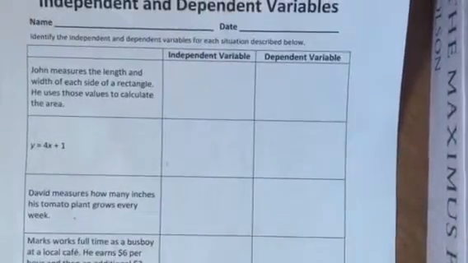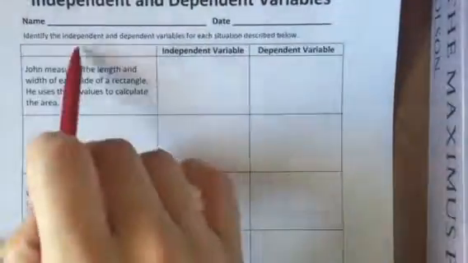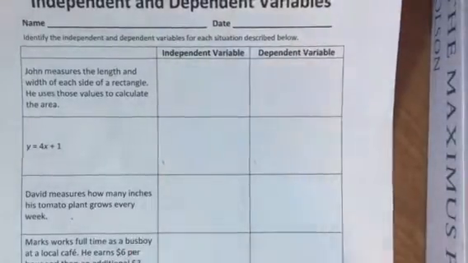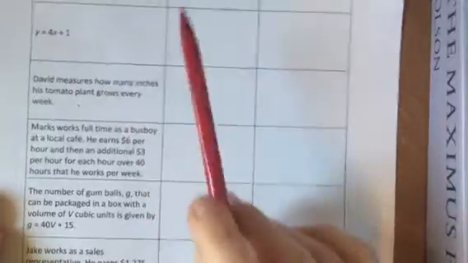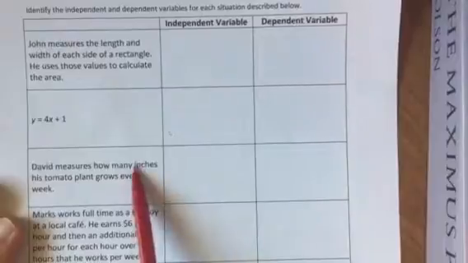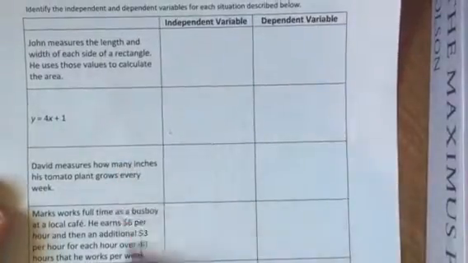So this worksheet is asking you to identify the independent and dependent variables for each situation described. So the bottom four are all fairly similar. And so I'm going to do the first two because they're a little bit different. And then I'll do the third one. And if you see how to do the third one, you should know how to do the rest of them. So your job will be to do the last three.